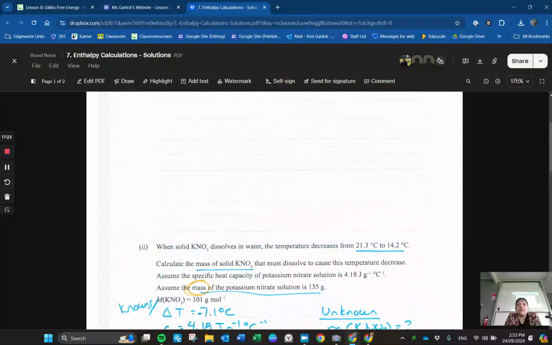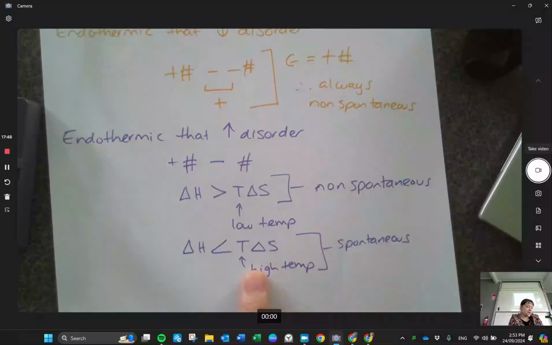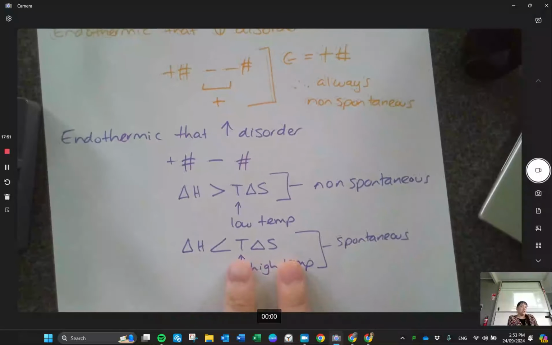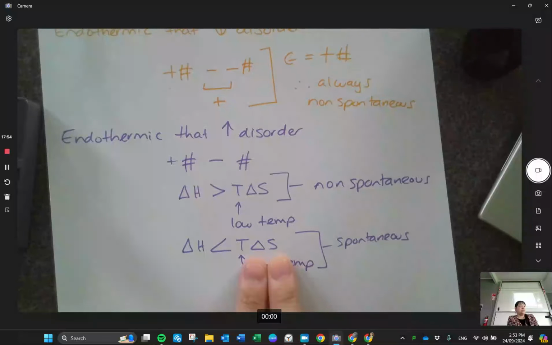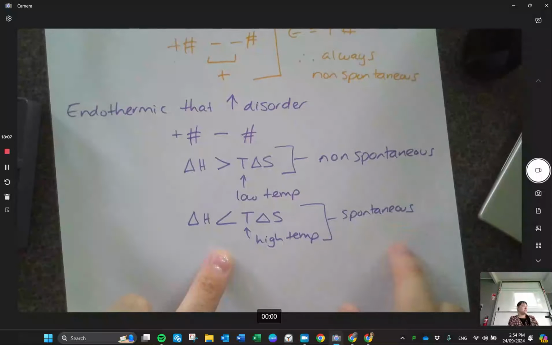Do you guys remember this question up here that said potassium nitrate readily dissolves in water? If it readily dissolves in water, it is spontaneous. You don't have to put any heat energy to make it start. Below is the reaction. You see there's delta H, and it's an endothermic reaction. They want you to justify in terms of entropy changes in the system and the surroundings why the reaction's spontaneous. This one is an example of this one here, where even though it's an endothermic reaction, the disorder is going to increase. Because when you dissolve something, your ions, instead of being locked in a nice 3D lattice and being more organized, are now going to break apart and free-floating in the water, and that's going to be more disorder. So this is an example of a spontaneous reaction.